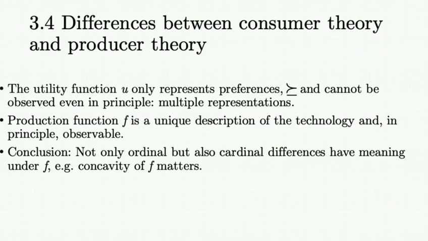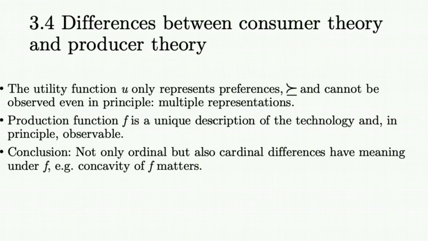But when we compare with the production function F, for instance, it is a unique description of the technology, and in principle it is observable. Why is it observable? Because if you have a certain amount of capital K, let's say we have two inputs only, say 10, and a certain amount of labor hours, let's say 200 hours, then in the factory you put the effort in like this, and then you can see the output, not in abstract form, in tangible form.